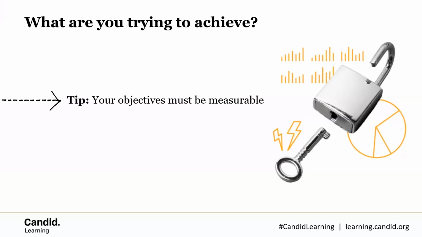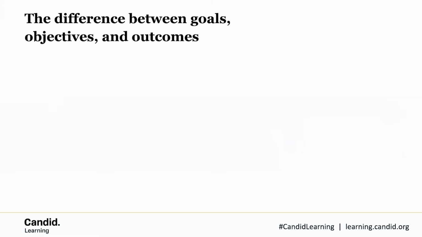So what are you trying to achieve? And your tip is your objectives must be measurable. So we want them to be SMART, as we said. The difference between goals, objectives, and outcomes. It's pretty common for people to get confused about the difference between goals, objectives, and outcomes, especially as the terms are sometimes thrown around interchangeably. But let's get clear on the differences before we go on.